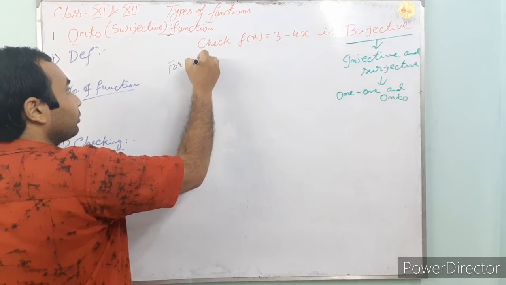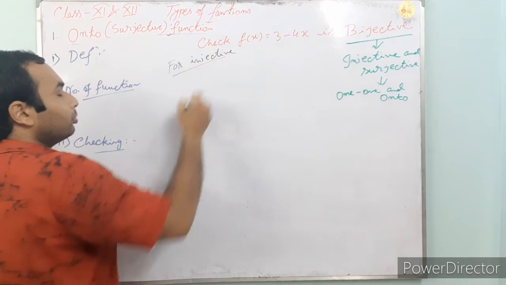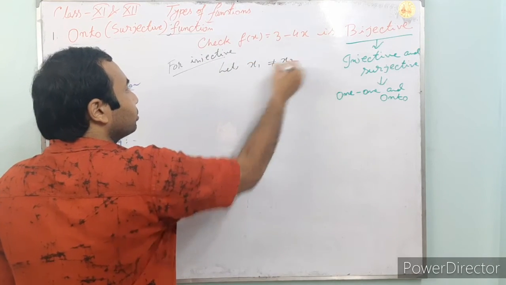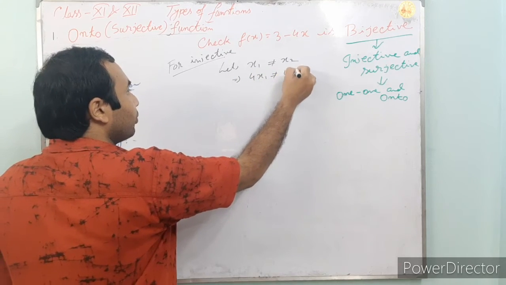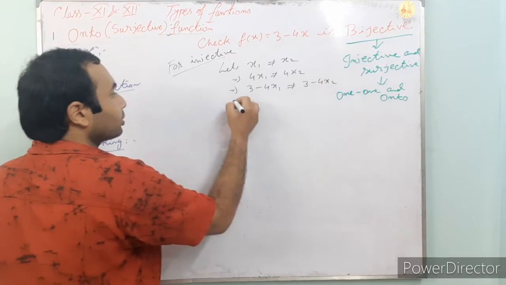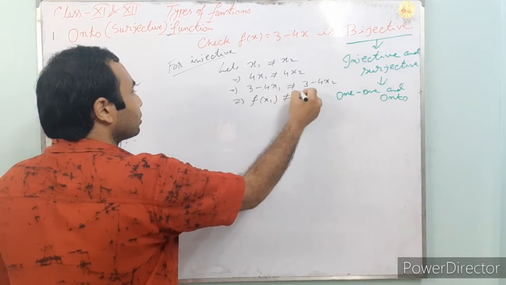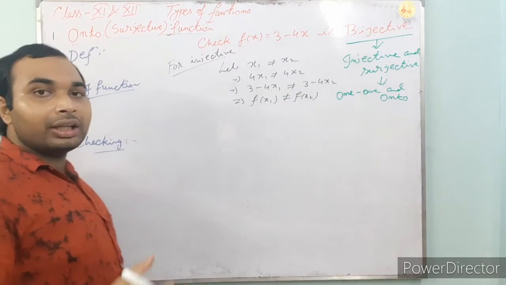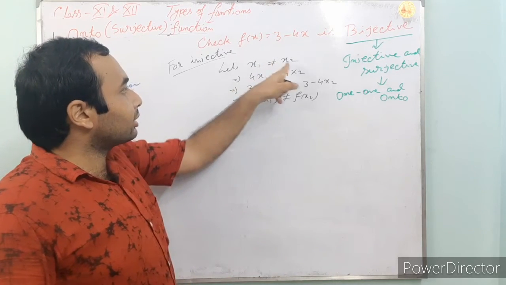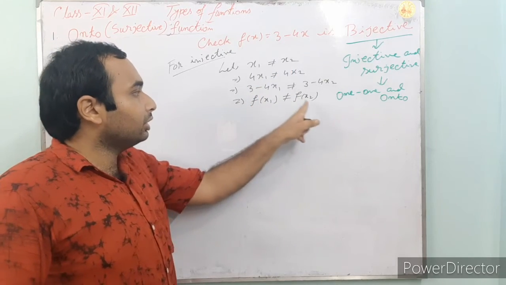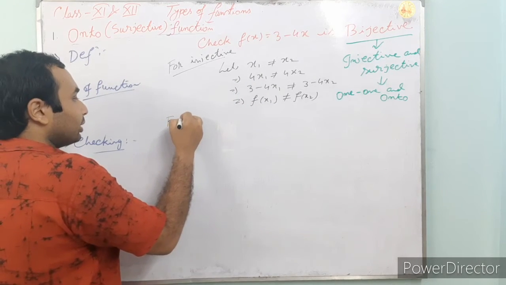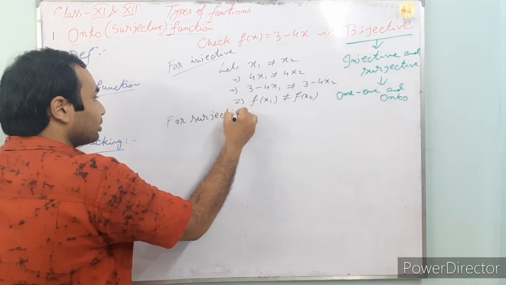For injective, to prove injective is very easy. Let x1 not equal to x2, that means 4x1 not equal to 4x2, that means 3 minus 4x1 not equal to 3 minus 4x2, and that means f of x1 is not equal to f of x2. By the analytical definition of the injective function, the pre-images are different, that's why the images are also different here. So it is injective.